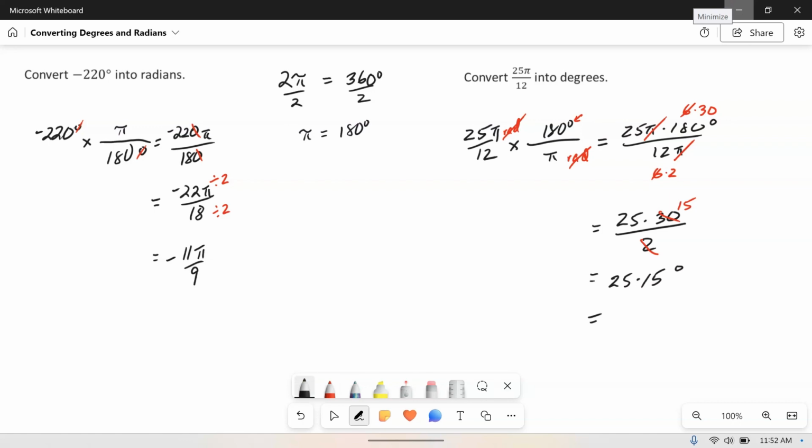And again, this is all in degrees. So what's 25 times 15? 5 times 25 is 125, and 10 times 25 is 250. And so we're left with 375. So 25 pi over 12 radians is equivalent to 375 degrees.